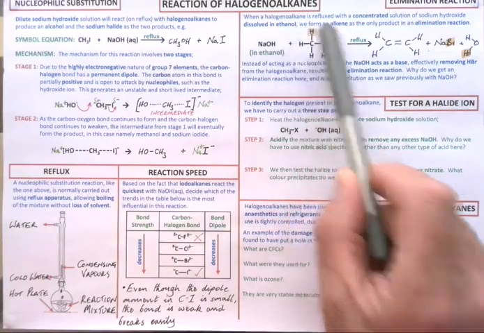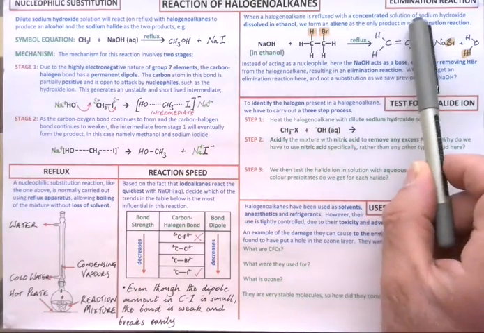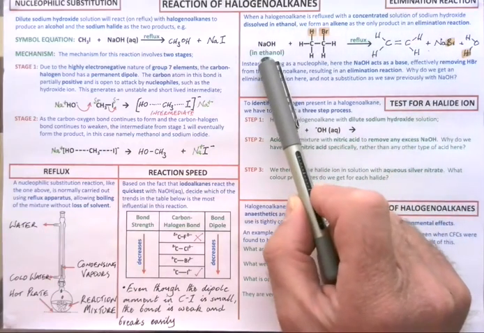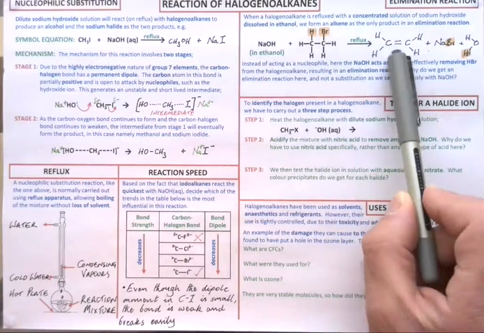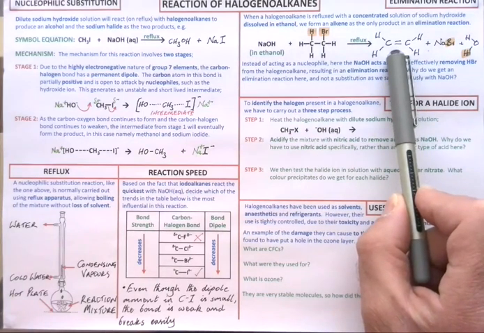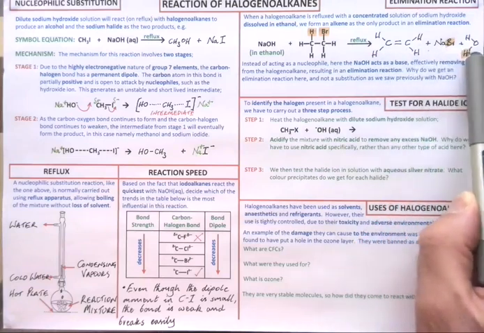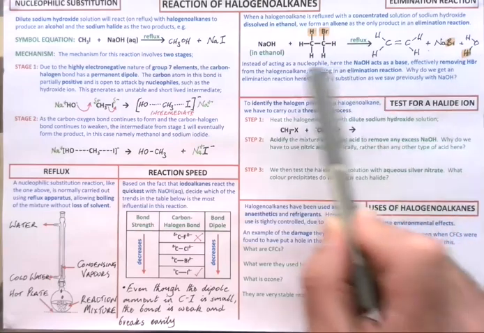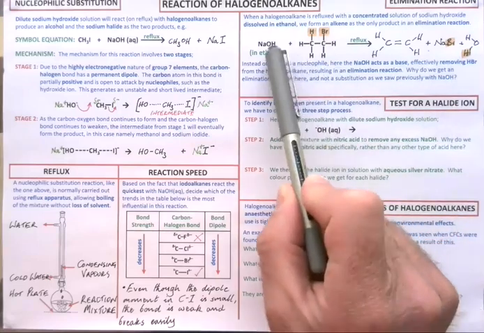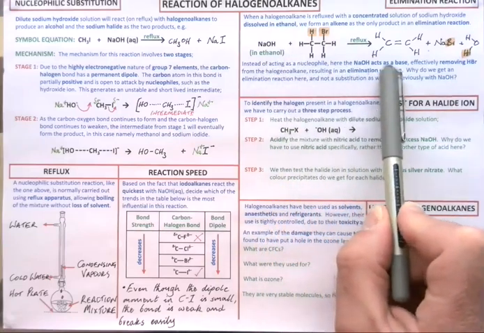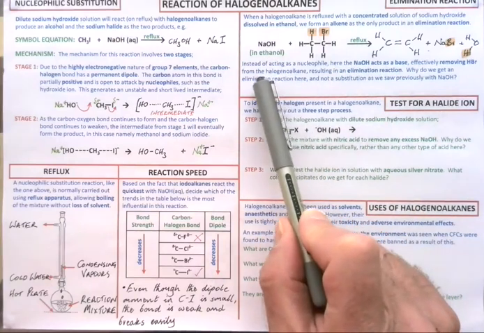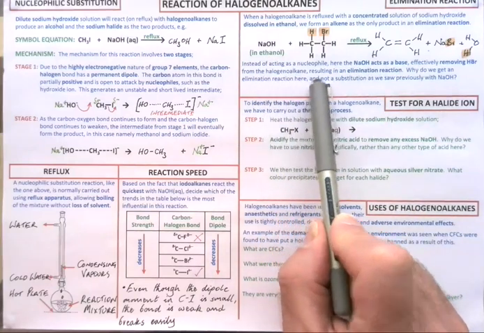When a halogenoalkane is refluxed with concentrated solution of sodium hydroxide dissolved in ethanol, we form an alkene as the only product in an elimination reaction. I say only product. What I mean by that is the only organic product. You also make sodium bromide and water, but they're inorganic products. Instead of acting as a nucleophile, here the sodium hydroxide acts as a base, effectively removing HBr from the halogenoalkane.